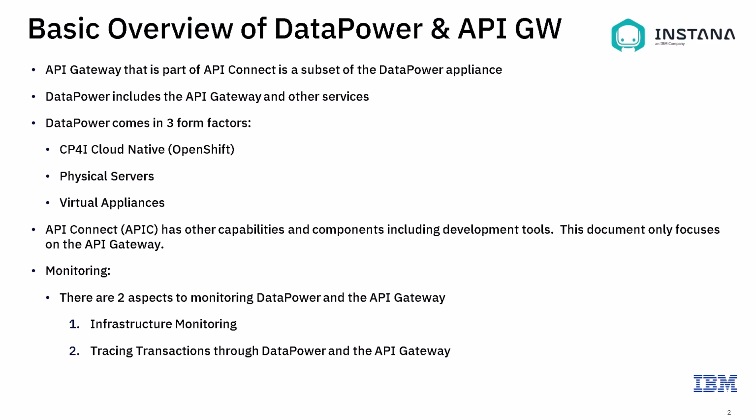When it comes to DataPower, there are three different form factors. There's the cloud-native OpenShift-based Cloud Pak for Integration. There are physical servers and there are virtual appliances. For the physical servers and virtual appliances, the configuration will be identical. For the cloud-native, there are small differences and we'll walk through those.